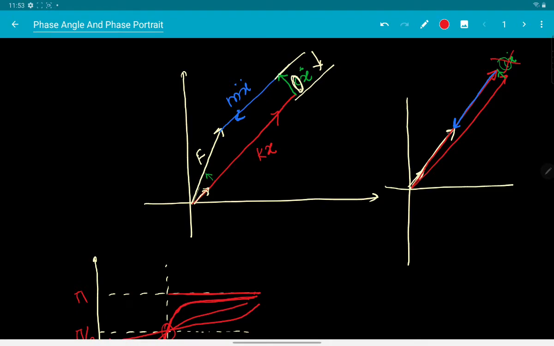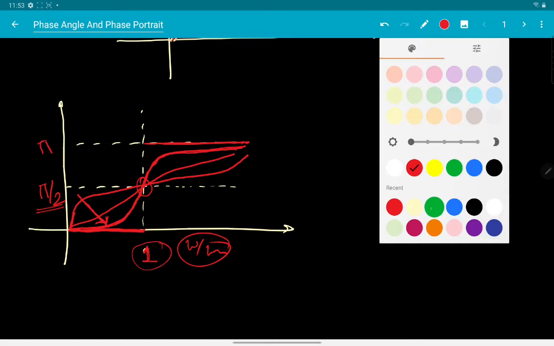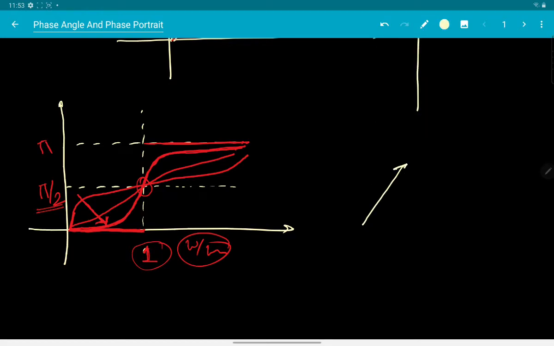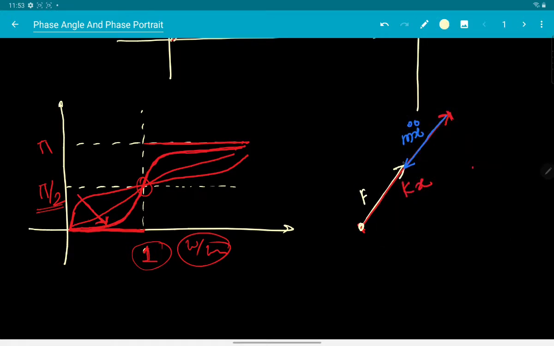And we considered this f. Let me draw it over here once again. This is f, then this was kx, right? And this is how mx double dot looked like, right? Mx double dot is this. kx starts from here and ends over here, and f starts from here and ends here.